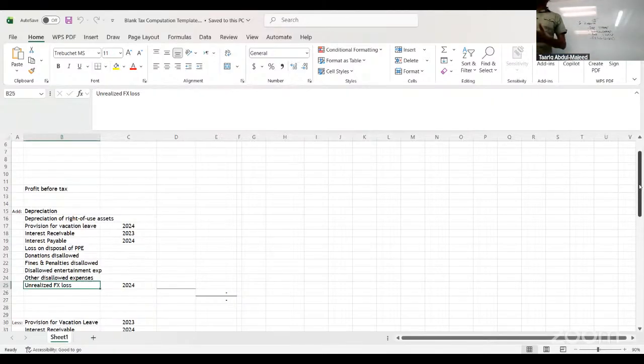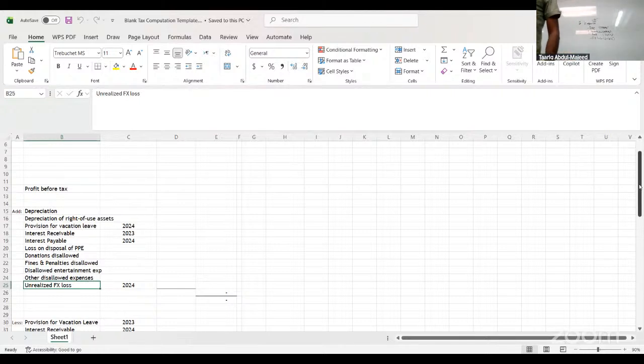What are disallowed? Depreciation, accruals, provisions, and the regular disallowed items. So you add back all of those current year expenses. Now there's something else in the line you see there that I ignore: what we call interest receivable.